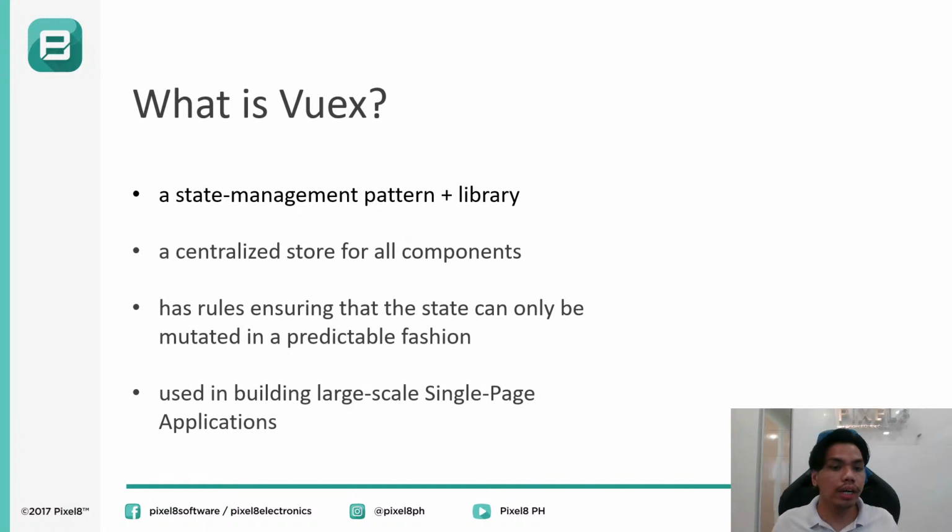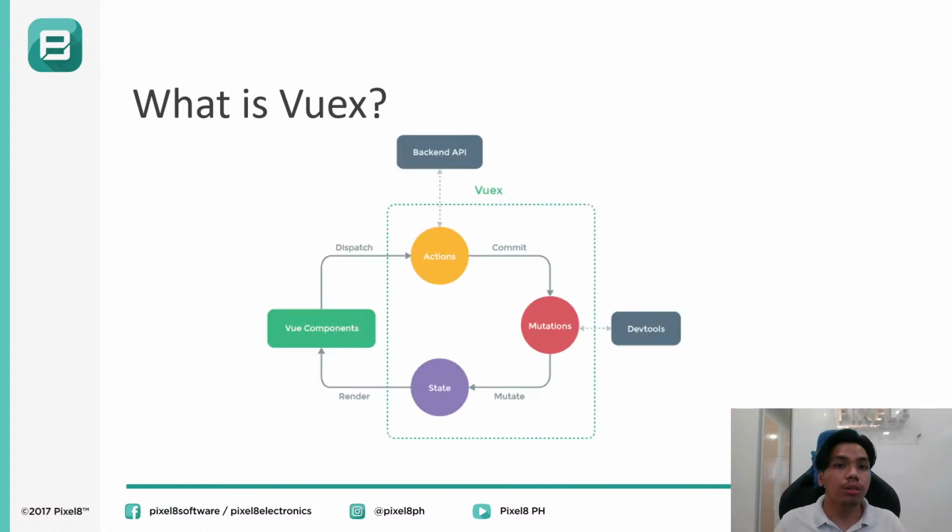So Vuex is used mostly in building large-scale single-page applications. In our case here in the company, we use it a lot because it helps us develop systems much faster, as well as retain the structure much better. So how does Vuex work?